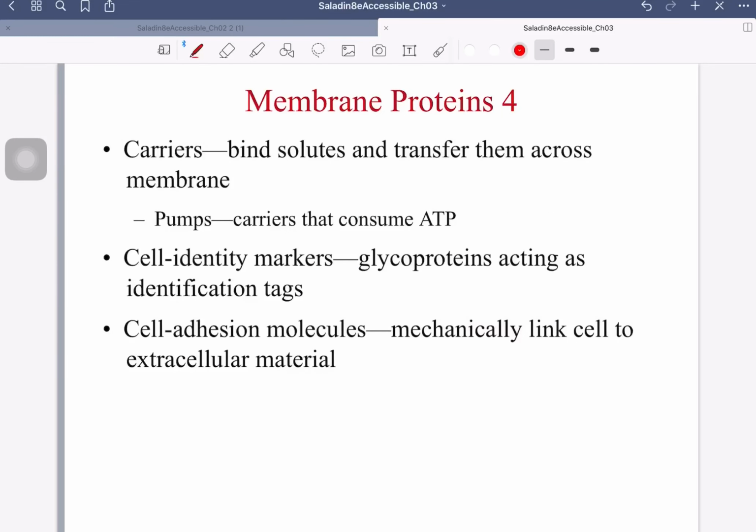There's also carriers, and they bind solutes and transfer them across the membrane. Now, some carriers require ATP, and if that's the case, we tend to call them pumps, like the sodium-potassium pump. And just a heads up that if you're a carrier that's going to expend ATP, it often suggests that you're moving solutes from an area of low concentration to high concentration, so they're going against their concentration gradient. And we'll see examples of those.